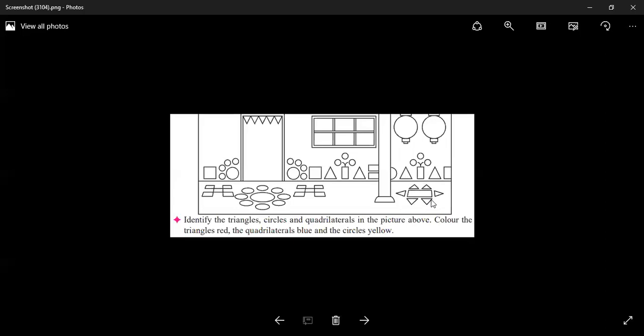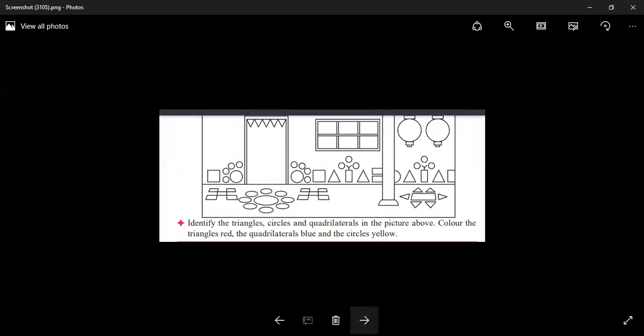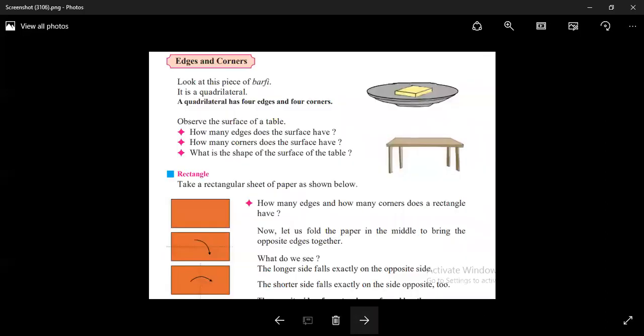So this was the picture to identify the different types of geometrical figures. Now the next picture again you will see the same thing, and now the next topic, edges and corners. Now what are edges and corners? Look at this piece of burfi. You can see here the piece of burfi kept in a saucer.